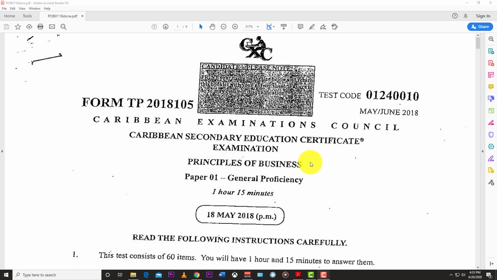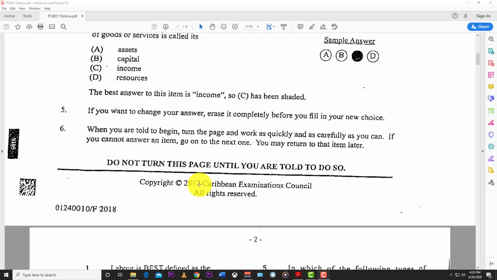Today we're going to be looking at the May-June 2018 CSEC Principles of Business Paper 1. This paper, the May-June 2018, I got again from the community, from the comment section. Once again, enough props, enough respect for members of the comment section who send links for papers that I did not have previously. So this one is the May-June 2018 Paper 1, Principles of Business. So let's just jump into it.